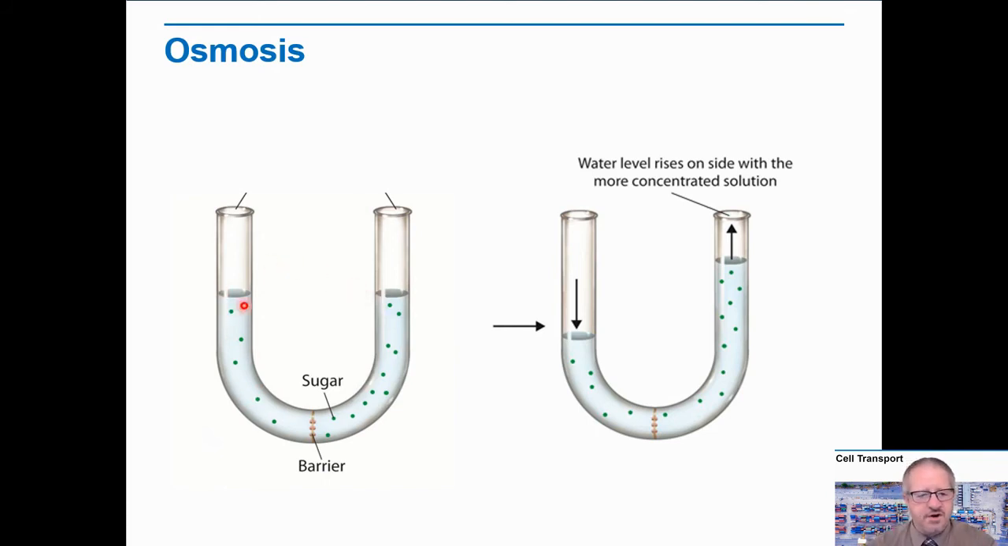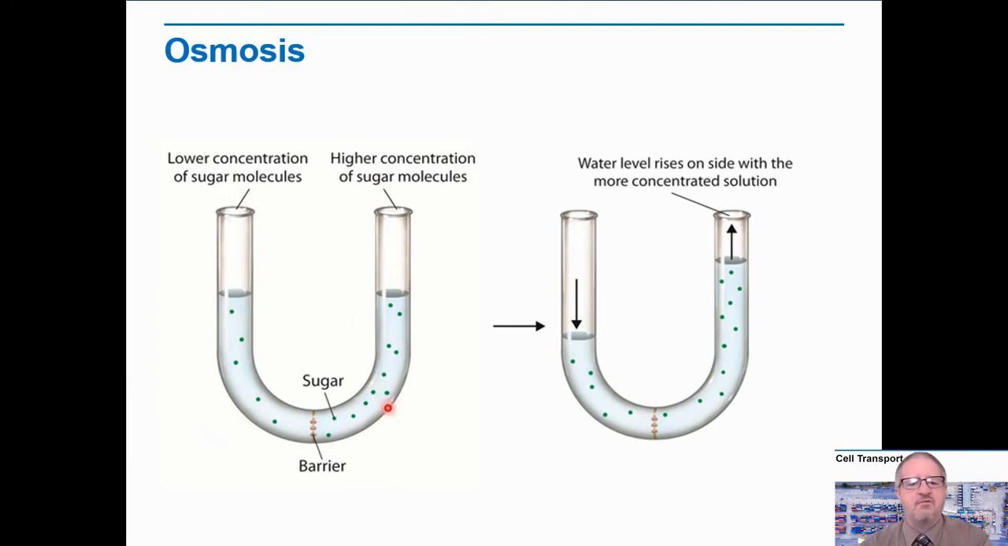You may also notice that there is the same amount of water, or solution really, on both sides of this U-tube. Okay, U-tube. This is not a YouTube channel. But this is a U-tube, and it is a type of tube that we use for utilizing osmosis. And let's go ahead and label these real quick. So we've got lower concentration of sugar molecules on the left, higher sugar concentration on the right.